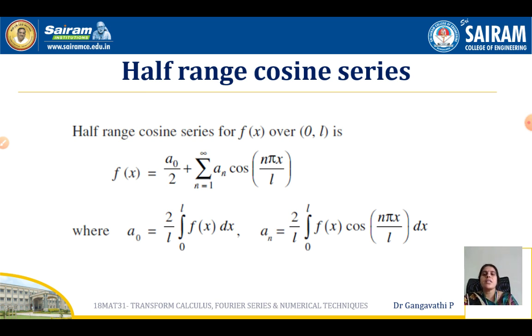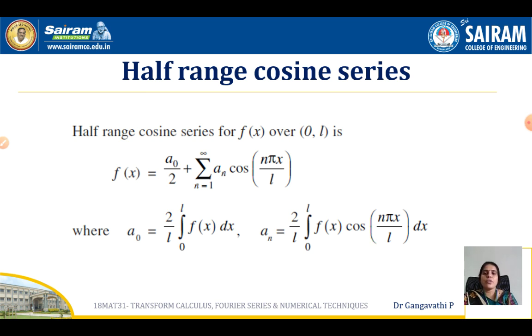So the half range cosine series for f of x over the interval 0 to L is given by f of x equals a naught by 2 plus summation n varies from 1 to infinity a n cos n pi x by L, where a naught is 2 by L integral 0 to L f of x dx and a n is 2 by L integral 0 to L f of x cos n pi x by L dx. You need to remember the formulas exactly as they are.